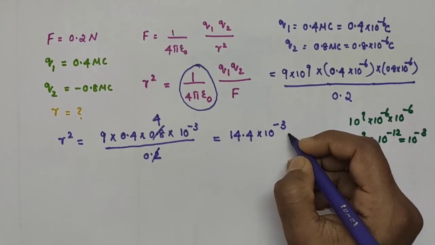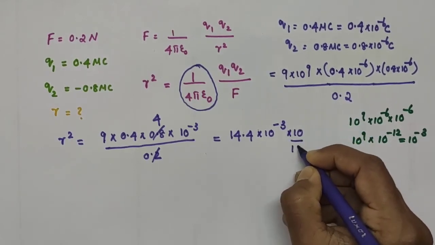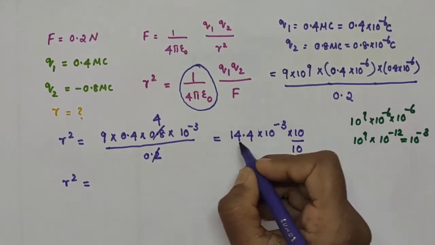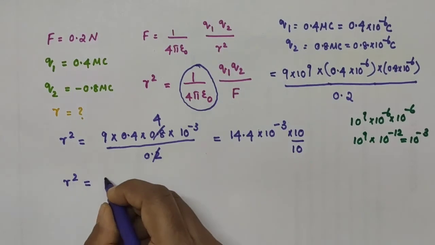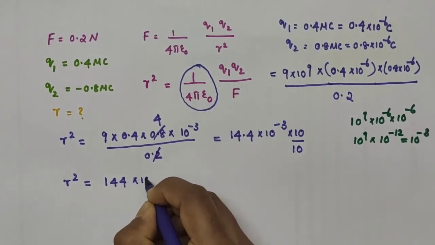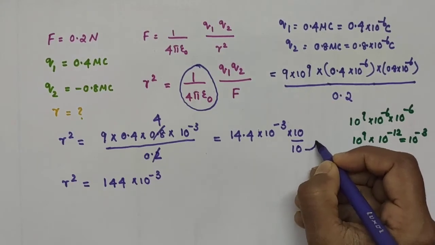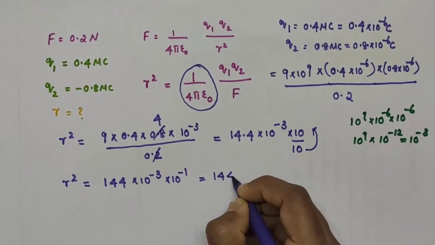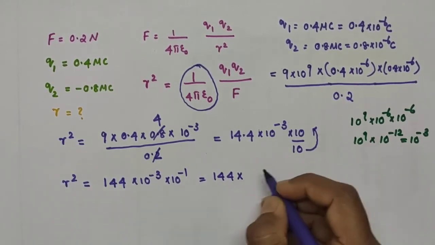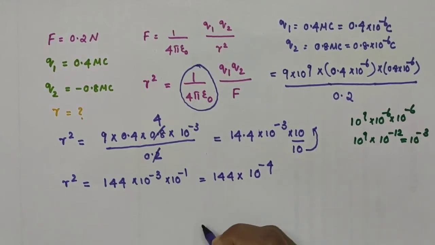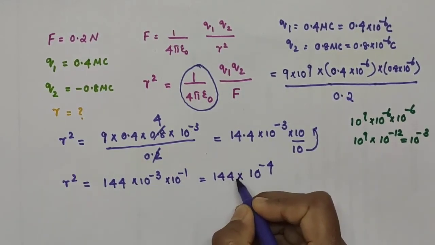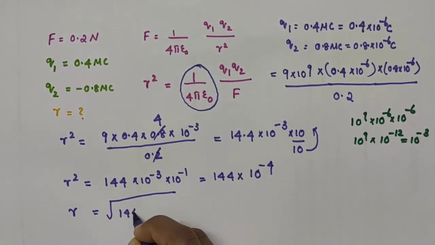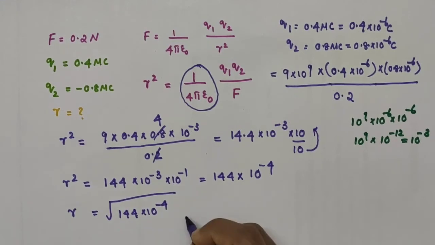Next, I am just multiplying this with 10 and dividing this with 10. So it becomes r square is equal to 14.4 into 10, that is 144 into 10 raised to minus 3. When I am taking this 10 to the numerator, it becomes 10 raised to minus 1. So this is equal to 144 into 10 raised to minus 3 into 10 raised to minus 1, 10 raised to minus 4. Okay, so r square is equal to 144 into 10 raised to minus 4. Therefore, r is equal to square root of 144 into 10 raised to minus 4.